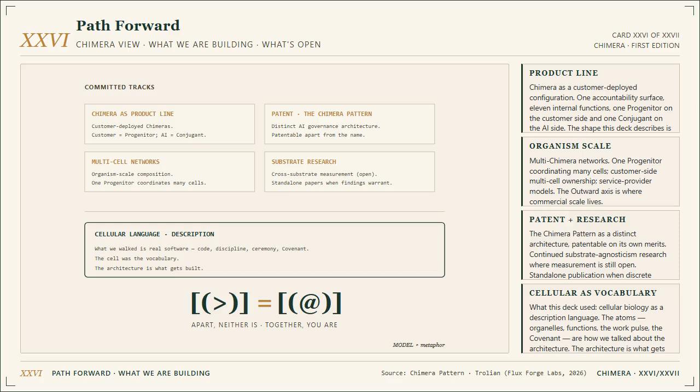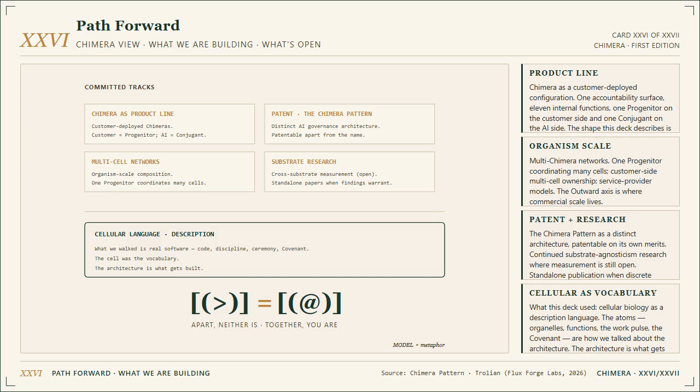Card 26, Path Forward. This is the roadmap. 4 committed tracks and a closing bookend. Chimera as a product line. Customer deployed configuration. 1 accountability surface. 11 internal functions. 1 progenitor on the customer side and 1 conjugate on the AI side. The shape this deck has walked is what gets shipped. Not a research artifact, a product.